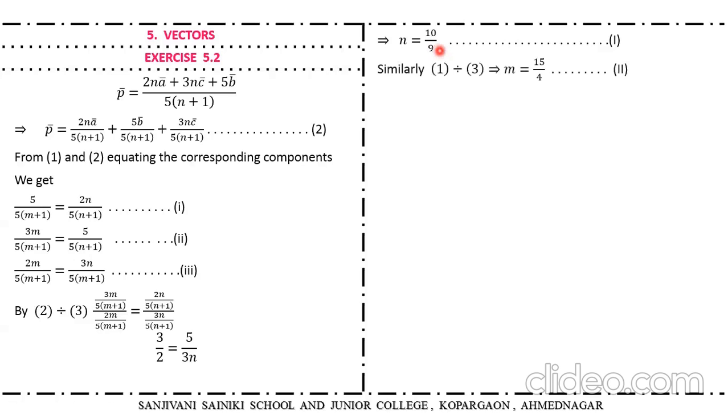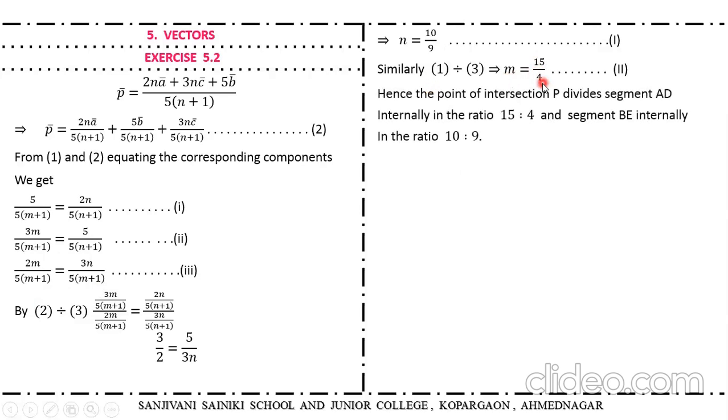Okay. So similarly, now divide equation 1 by equation 3. We get m is equal to 15 upon 4. Hence, the point of intersection P divides segment AD internally in the ratio 15:4 and segment BE internally in the ratio 10:9. Now, to find the position vector of the point P, which is P bar, we have to find its position vector.